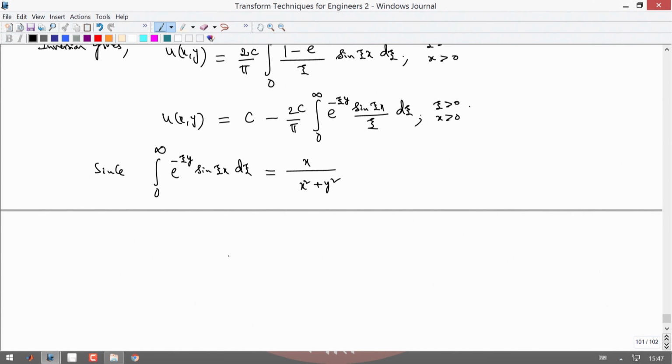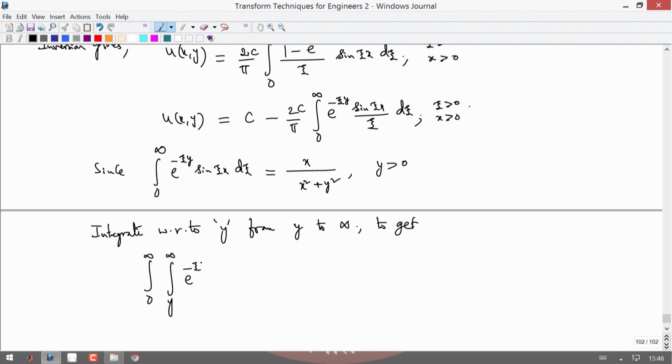Because of this, I will integrate with respect to y. Since y is also positive, integrate with respect to y from y to infinity. What you get is integral 0 to infinity, integral y to infinity e^(-xi y) dy, sine xi x d xi, equal to x comes out, integral y to infinity 1 by x square plus y square dy.